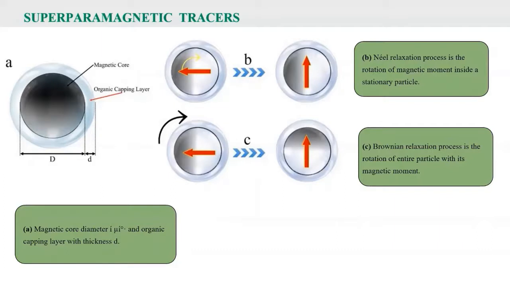When entire particles rotate with respect to the environment, it's following Brownian relaxation and it's affected by physical diameter. When only the magnetic dipole rotates within the particles, the mechanism is called Néel relaxation, and this is affected by the magnetic diameter. Now let's look at the recent progress in tracer technologies.